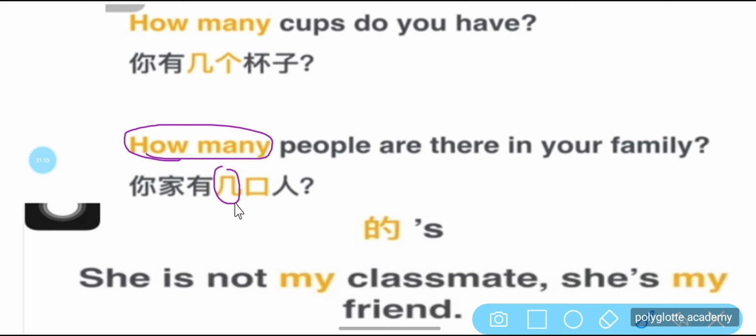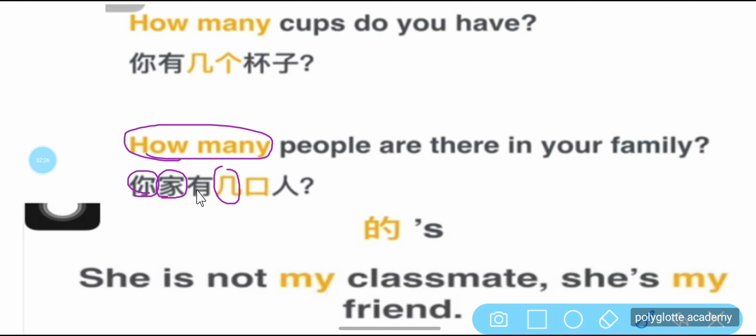几 means how many in English, and it's talking about a quantity which is less than 10. So, 你家有几口人? 你 is you, 家 is a big family or a family or a house. 家 here means a house and also means a family.